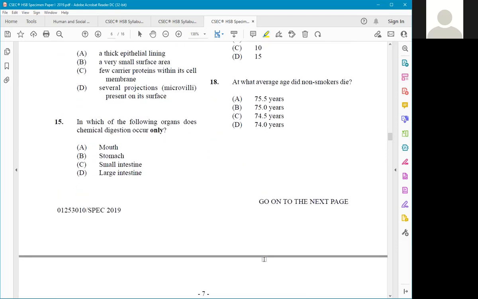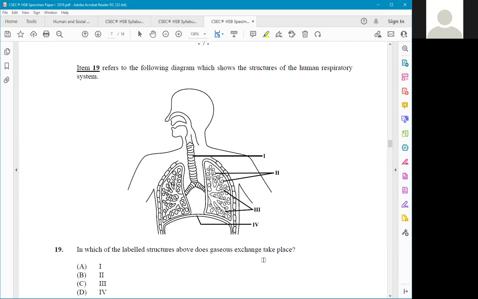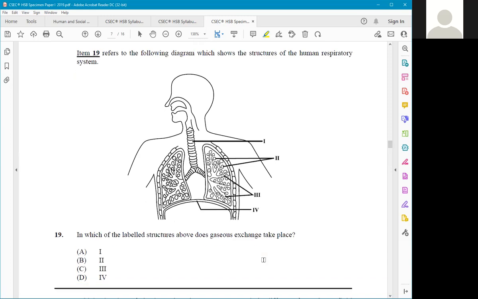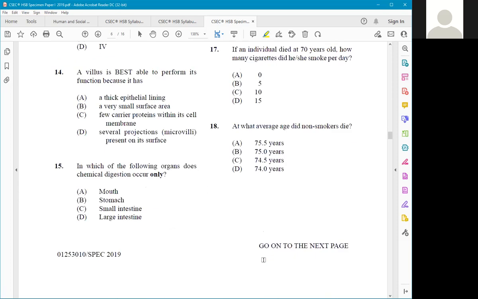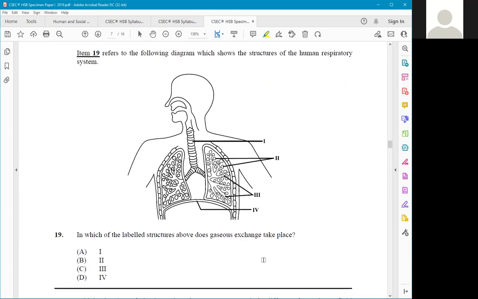So let's move on to number 20. Okay, we've gone down to the thorax. Item 19 refers, I said 20, but it's 19. Item 19 refers to the diagram which shows the structure of the human respiratory system. In which of the labeled structures does gaseous exchange take place?